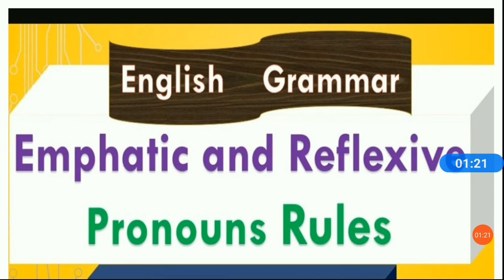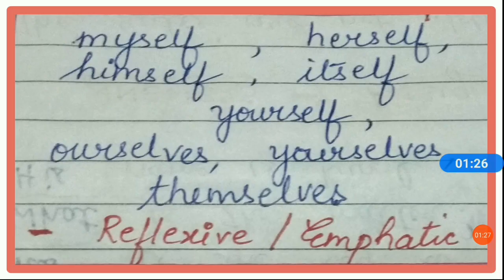As I told you, we have only 8 pronouns which come under emphatic and reflexive pronoun. These are myself, herself, himself, itself, yourself. These 5 pronouns are used for singular pronouns, first person, second person, as well as third person. Whereas ourselves, yourselves, and themselves are used for the plural form of pronouns: ourselves for first person, yourselves for second person, and themselves for third person. All these three are for the plural pronouns.